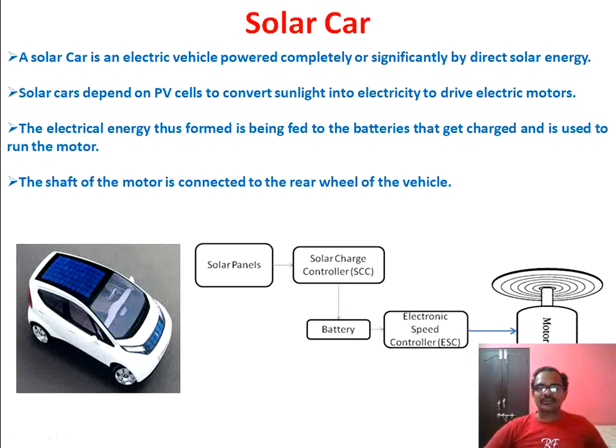The shaft of the motor is connected to the rear wheel of the vehicle. It is how it will be working. The solar panel will be feeding the energy to the batteries through a charge controller, and by means of an electronic speed controller will drive the motors which are connected to the rear wheels of the vehicle, and the car will move. It is how a solar car will work out.